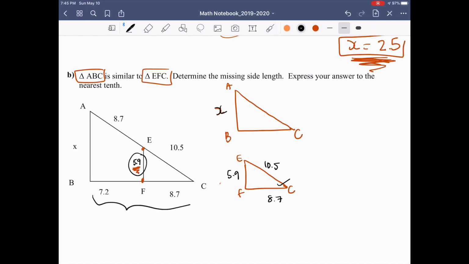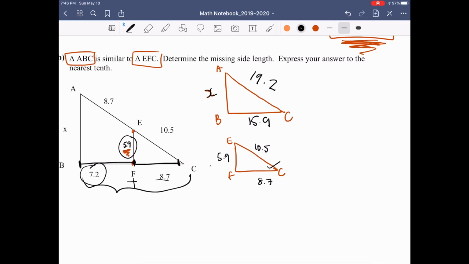And then from B to C, a mistake people make is that they'll say it's just 7.2. They'll ignore the 8.7. That's not true. B to C is from here to here. So it's 7.2 plus 8.7, which is 15.9. Same thing with the top here. People always say that side AC is 8.7, which just stops here. And that's not true. It's a combination of 8.7 and 10.5. So when you add them together, you should get 19.2. So now the hardest part is determining that these are the numbers you're working with.